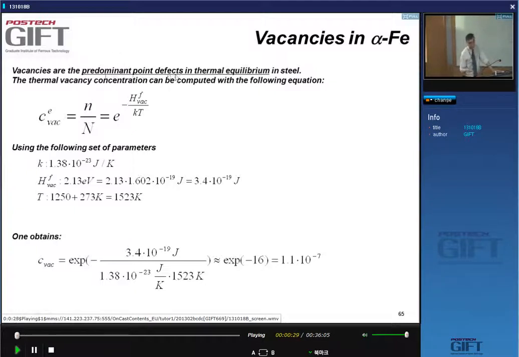And they're also the predominant point defects in thermal equilibrium in any crystalline material, certainly in steel. And you can basically compute, if you know the formation enthalpy of a vacancy, the concentration of vacancies. That's the ratio of vacant lattice places to total lattice positions. Yes, and it's basically this exponential function. So you can plug in values for the vacancy formation enthalpy, the Boltzmann constant, and the temperature. Say, for instance, we choose the reheating temperature of steel in many industrial processes, around 1250. You get 1523 K. You obtain 10 to the minus 7. Right.